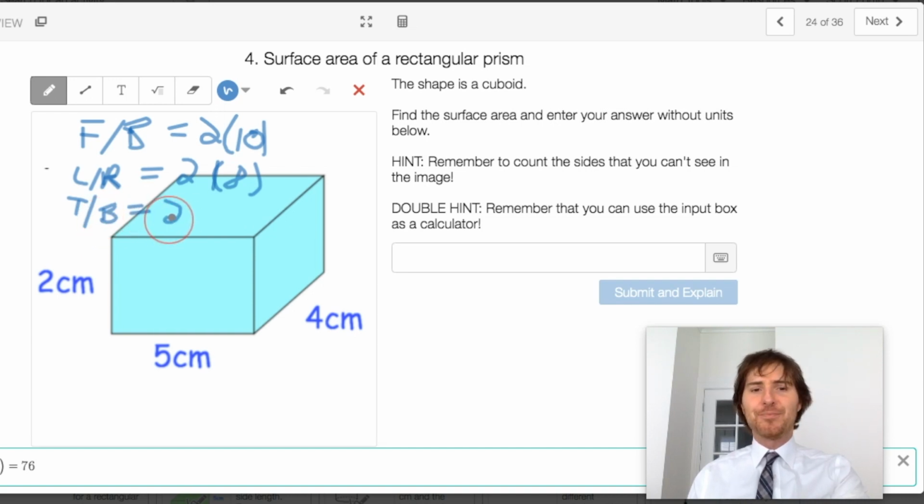Well, I've got 2 of them between the 2. Let's figure out what each one is. They'll be congruent to one another. 5 times 4, that's 20. And there we go. Okay? Add them all up. What do I got? 10 plus 8 is 18. Plus 20 is 38. Times 2, 76.